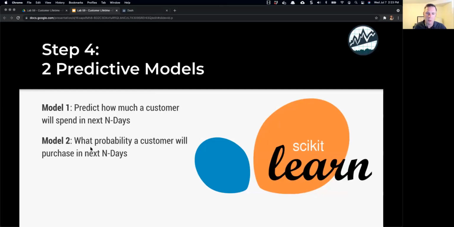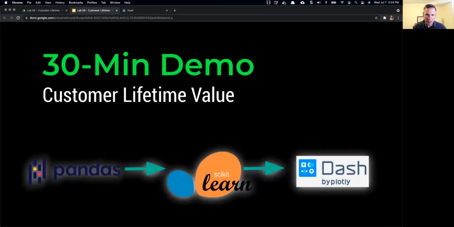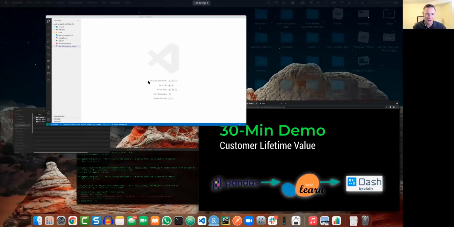And then we're going to create two predictive models. Once we have our data set formulated the right way, we're going to come up with model 1, which predicts how much a customer will spend. That's a regression problem. And then model 2, what probability a customer will purchase in the next N days, which is a classification problem. Again, this is the workflow that we're going to go through, from Pandas to Scikit-Learn to Dash and Plotly. All right, so let's get started.